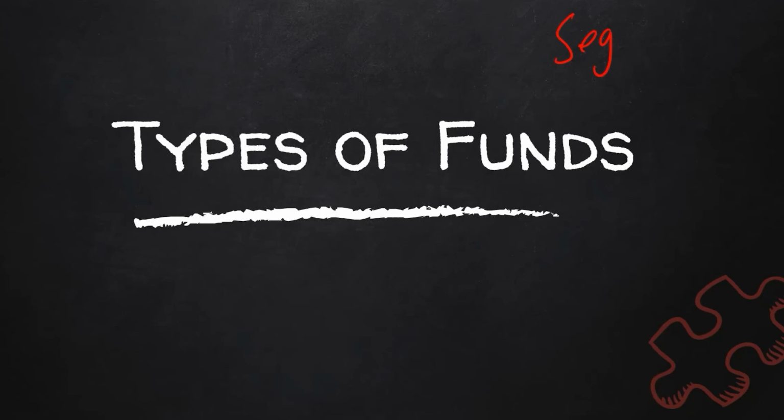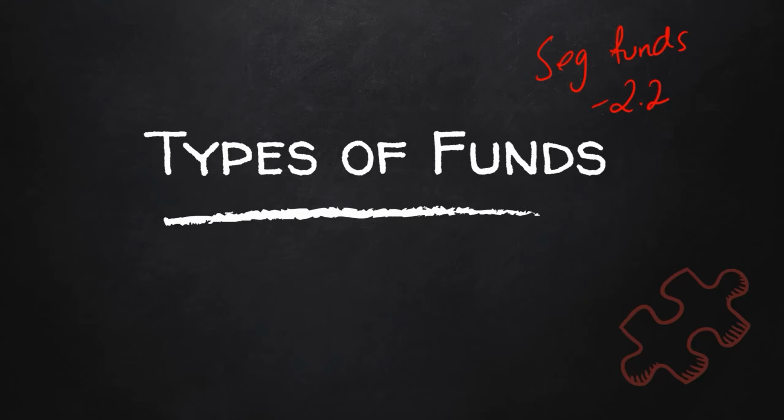Types of segregated funds can be found in the Segregated Fund module, section 2.2. There are a lot of different details, and it really dives into the types of funds in your study notes. So if you're looking for more information, please check out your study notes, the Segregated Fund module.